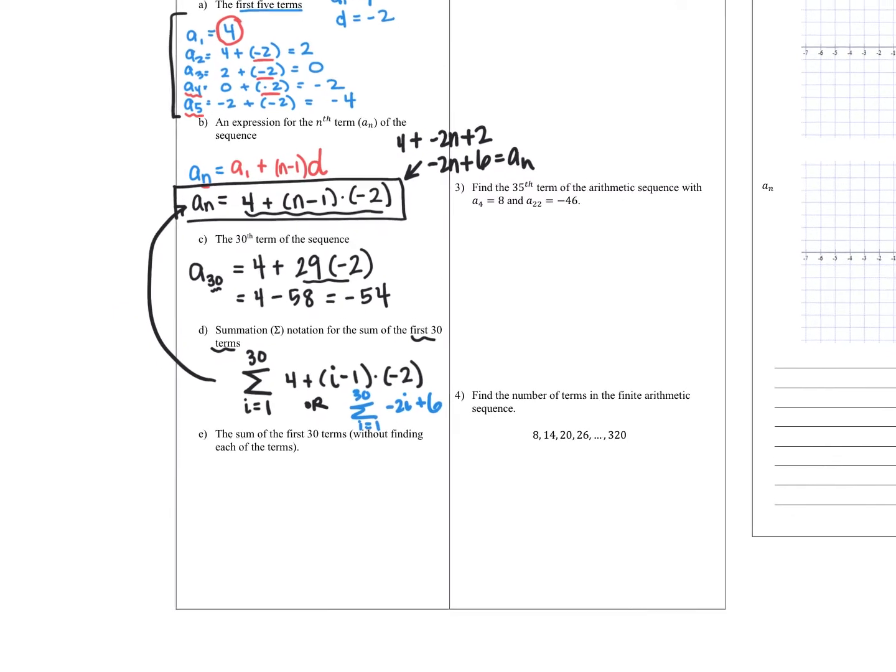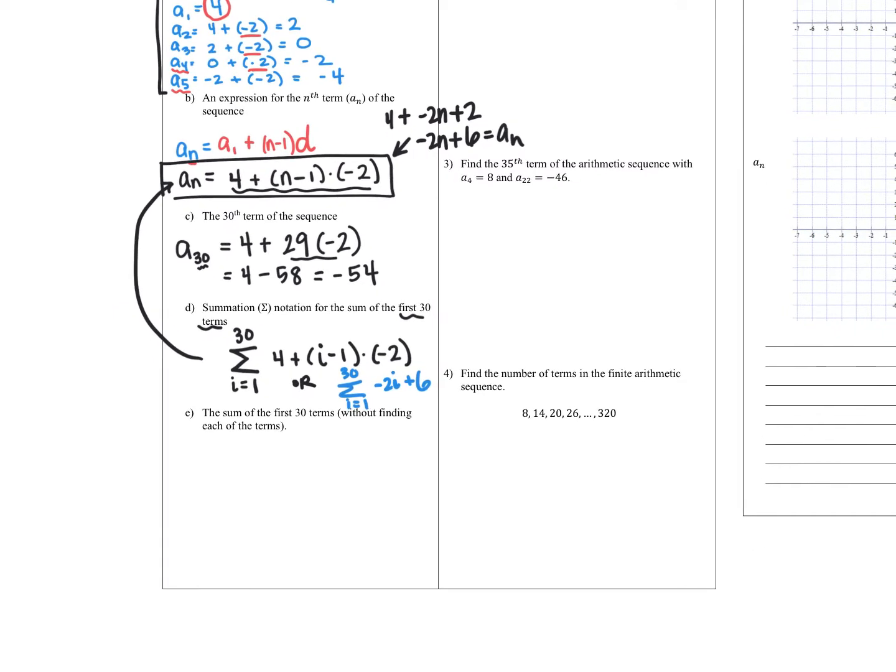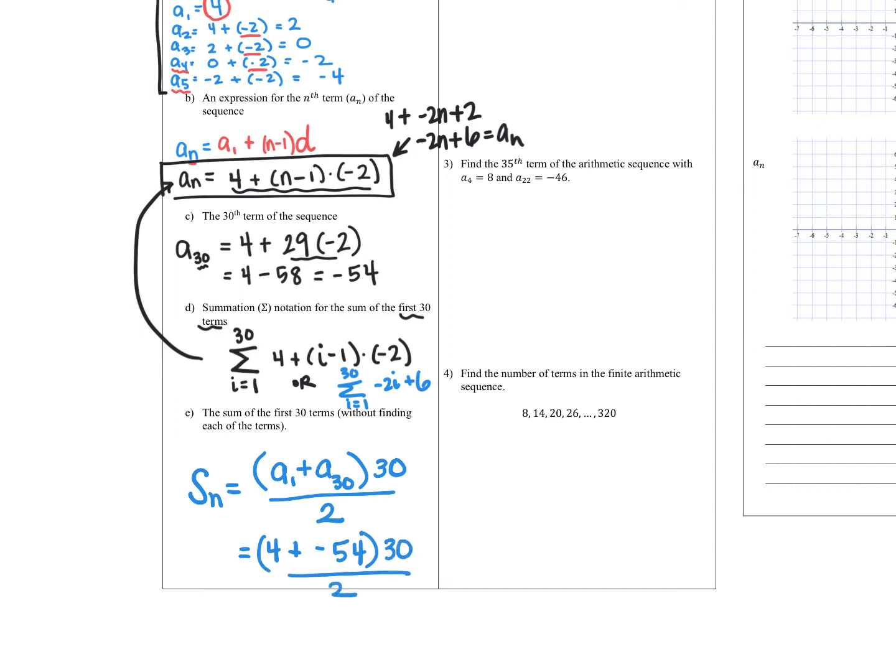Now to find the sum of the first 30 terms without actually finding each of the terms, we found that the sum of the first n terms for an arithmetic sequence takes your first term plus your last term, and it's going to multiply it by how many terms there are, which is 30. Then it's going to divide that sum by 2. So here, A1 was 4. The last term we found was -54. We're going to multiply that by 30 and then divide by 2.